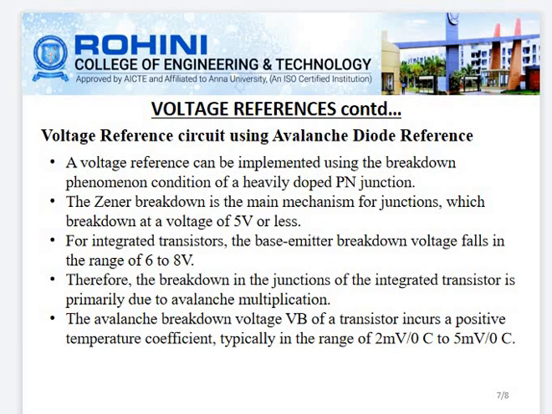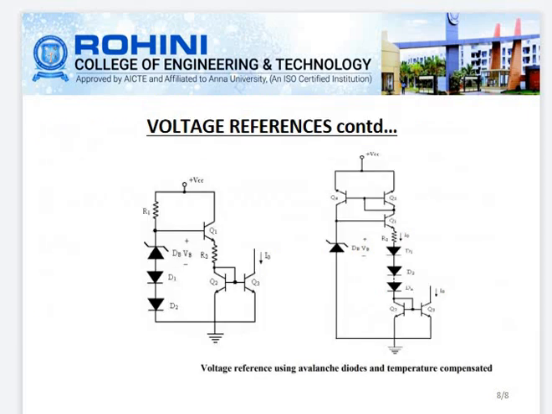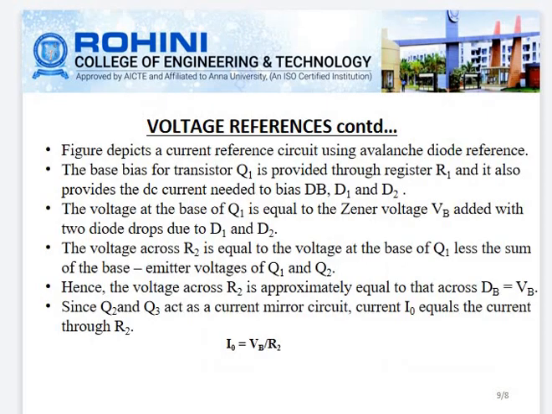The avalanche breakdown voltage VB of a transistor has a positive temperature coefficient, typically in the range of 2 millivolts per degree centigrade to 5 millivolts per degree centigrade. So the avalanche diode compensated voltage reference is shown in the figure. The figure depicts the current reference circuit using avalanche diode reference.